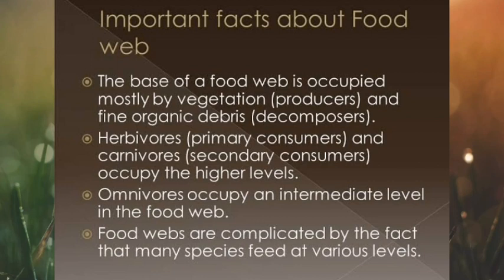Some important facts about food web. The base of the food web is occupied mostly by vegetation. You can say producers, different kinds of plants, and fine organic decomposers. Herbivores are primary consumers, and carnivores are secondary consumers, occupying the higher levels. Omnivores occupy an intermediate level in the food web. Food webs are complicated by the fact that many species feed at various levels.